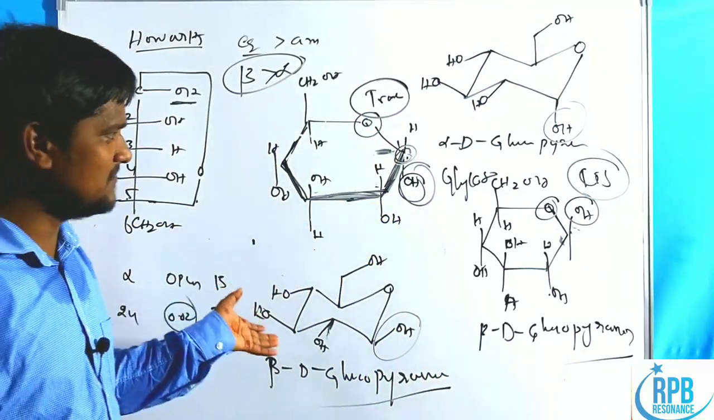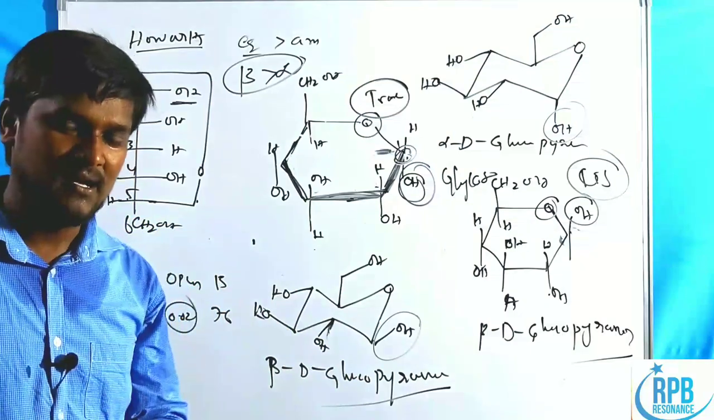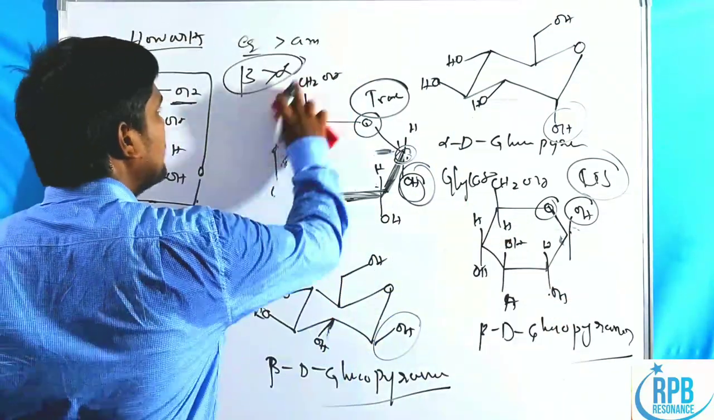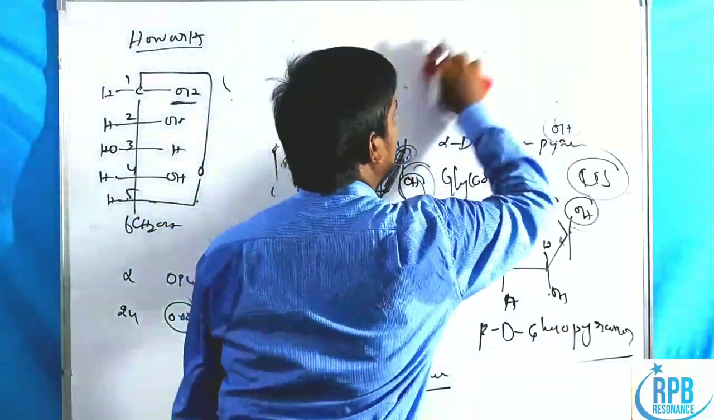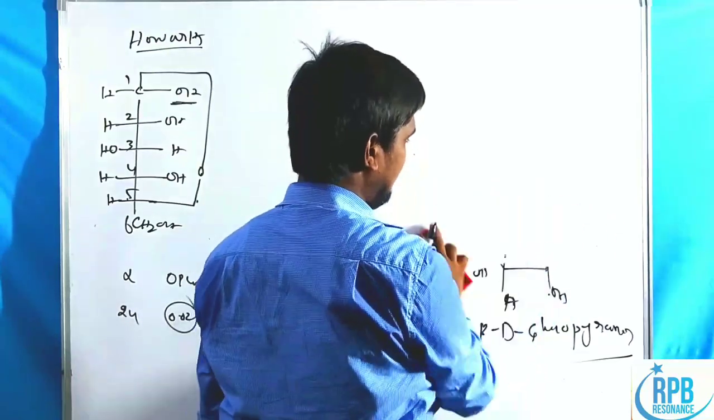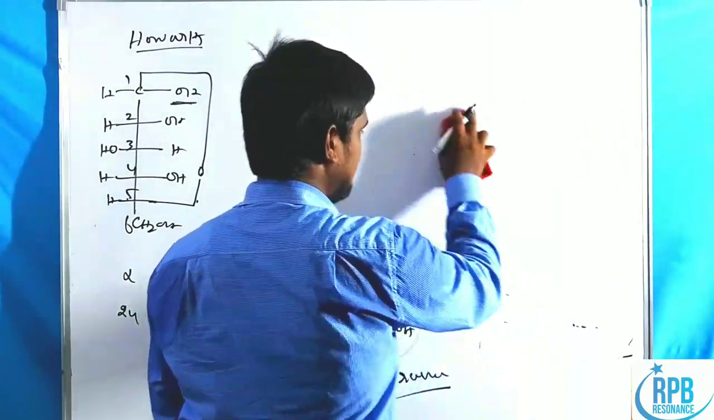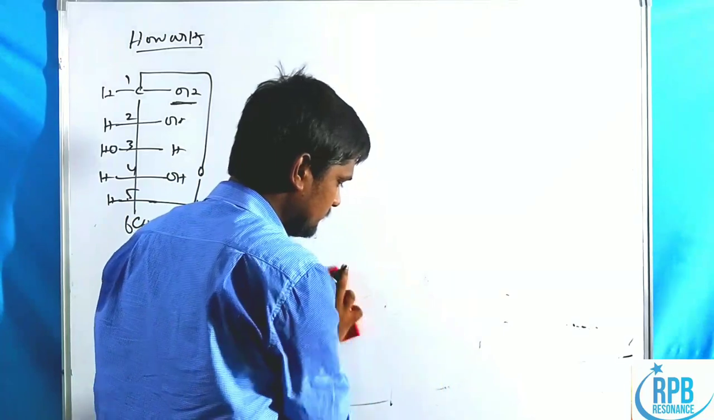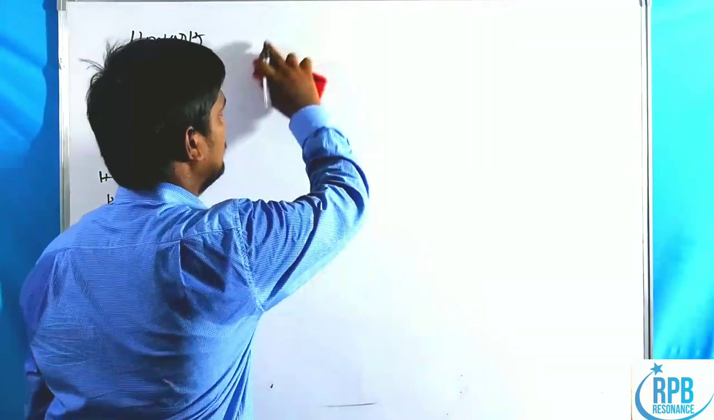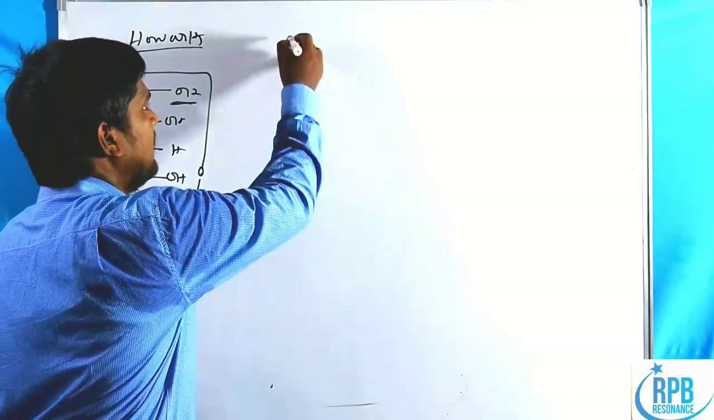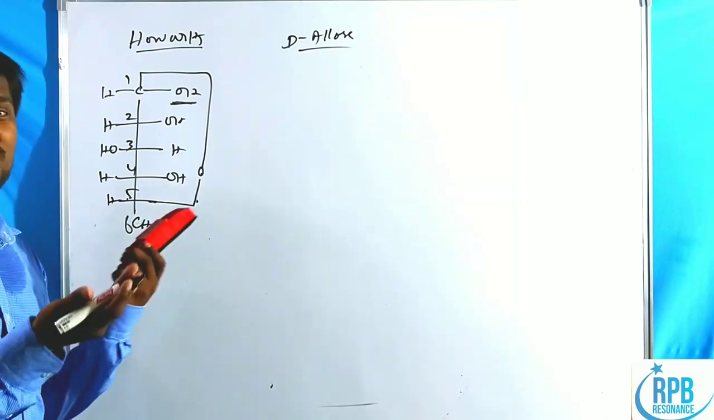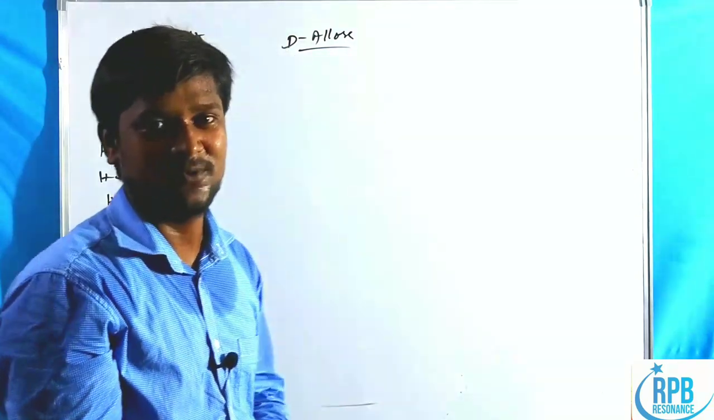Now this is a very simple thing regarding the conversion of Emil Fischer to Howarth projection, and Howarth projection to cyclic conformation. Now let us move on to some other examples regarding Howarth projections. In CSIR and GATE as well as JEE Mains, questions are likely to be like this. Now they have given D-allose. We know the D-allose structure, but what is the Howarth projection of D-allose? We don't know it.